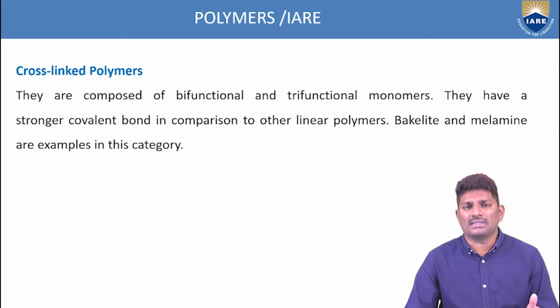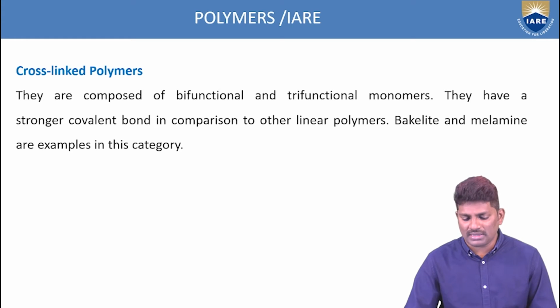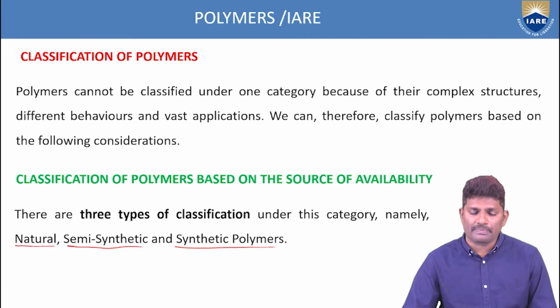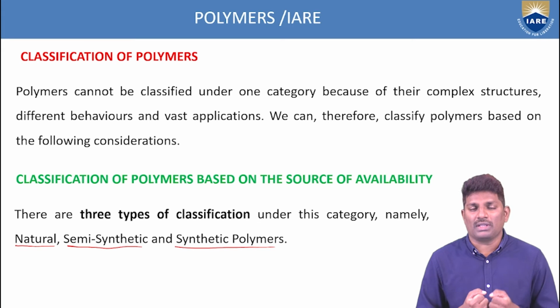So like this, the second category we are trying to find is based upon the monomer chain structure. So like this, what are the classifications we have? First one is the classification based upon the source of availability. This source of availability is very, very important: how the polymer is available. The first one is natural, semi-synthetic and synthetic. So like this you have to classify.